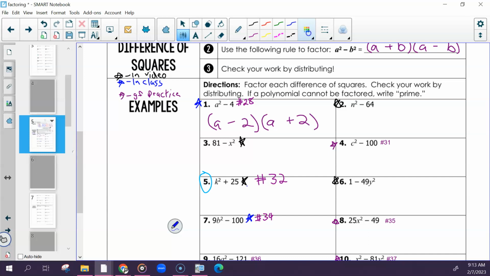n squared is like a squared, so I know that works. Is 64 a perfect square? Does it have something times something, the same something, that will equal 64? Yes. 8, yes. So we would have 8 in the back of the parentheses. What times what will give us n squared? n times n. Put a plus, put a minus.